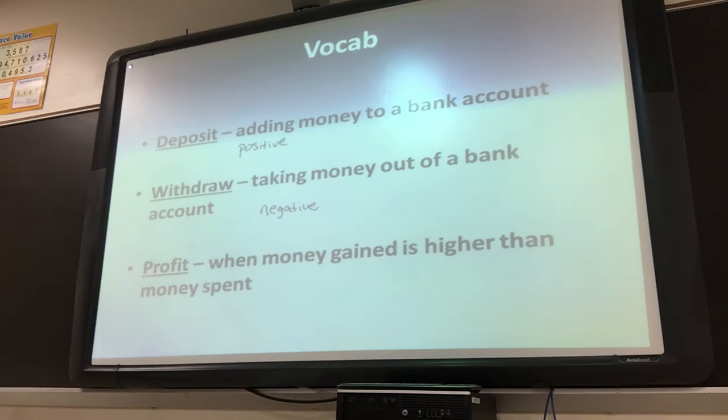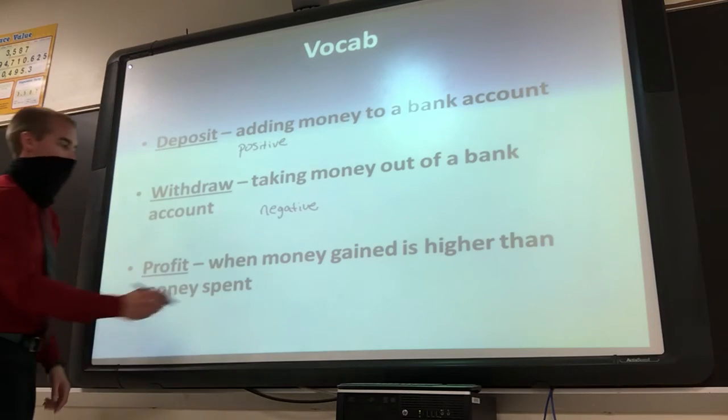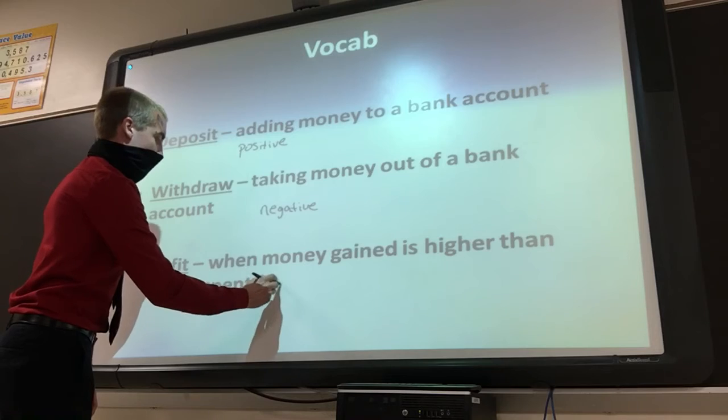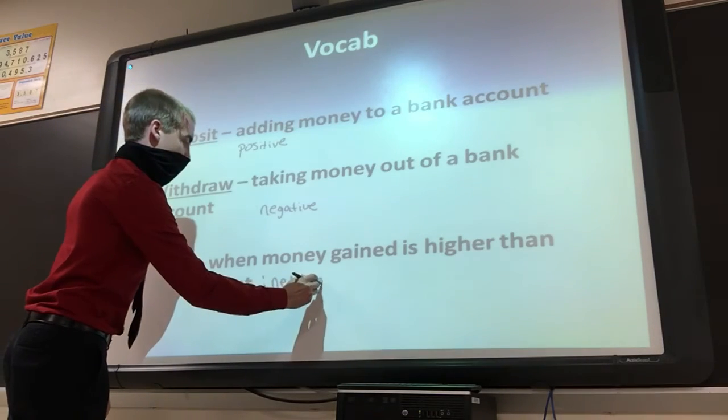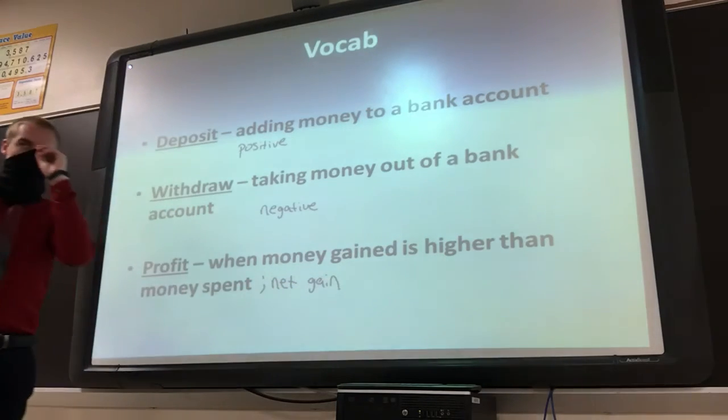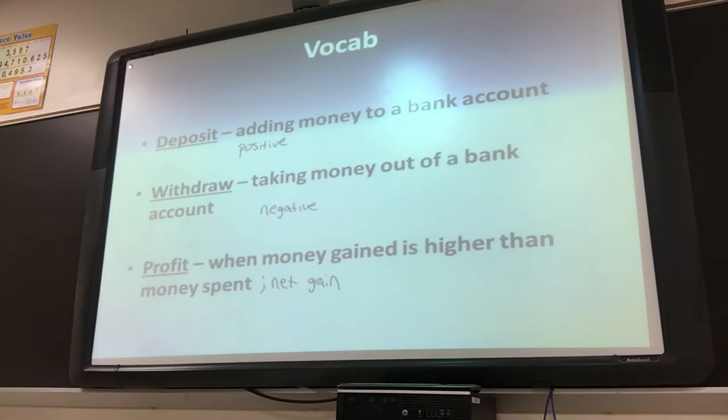Profit is really the same thing as net gain or net loss. A profit would be a net gain. So it's the same thing as a net gain. At the end of that time frame, you want more money than what you spent, what you started with. Okay? So a profit and net gain are the same thing, but you're going to see both of those words used as you go through your questions.